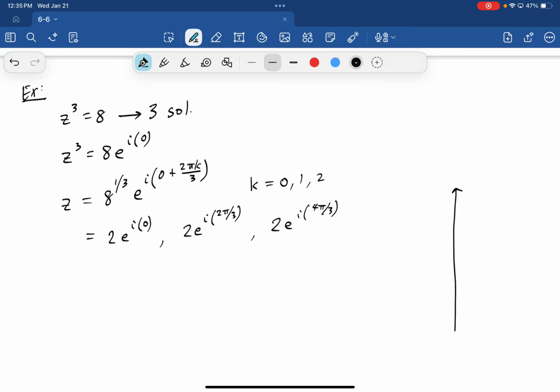And so if we were to graph these 3 solutions, here's what we would get. This would be our first one, that's 2. And our second one is at angle 2 pi over 3, so that's here. This is still 2. And then our third solution is at 4 pi over 3, which is right here. So that's how we get our 3 complex roots. And they'll always form an evenly spaced circle depending on how many solutions there are. And this is a trigonal planar shape.